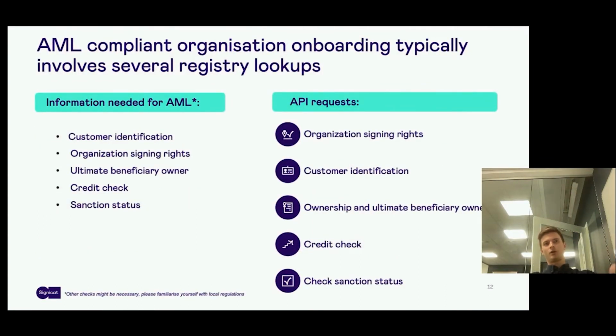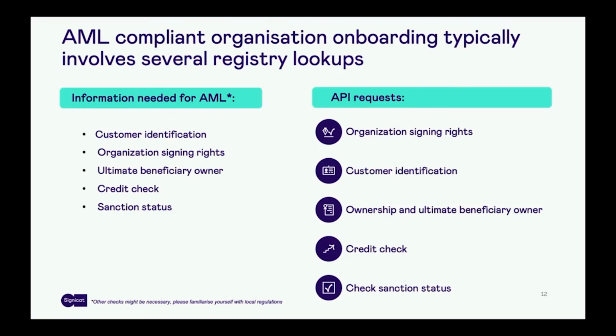So let us switch from onboarding a person to an organization instead. Anti-money laundering compliant organization onboardings involve several activities and therefore several lookups. These typically include identification of the customer, checking signing rights on behalf of a company, ownership, ultimate beneficiary owner, checking financials, and sanction status. These are also subject to local laws.